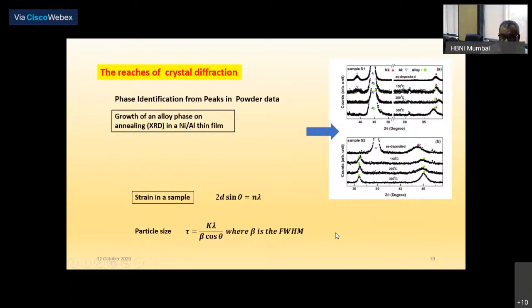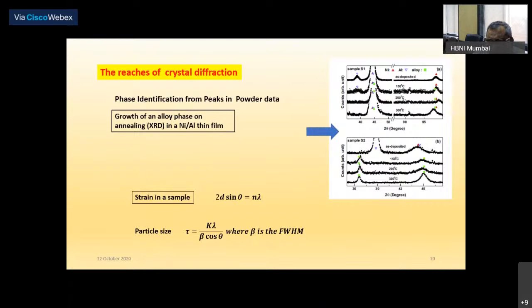The reach of crystal diffraction is huge. Like many of you, you go for phase determination. I took this from one of my papers, and it's in a nickel aluminum film. You try to find out where the nickel peaks are, where the aluminum peaks are, and whether the alloy has started forming. We find that when you anneal at 300 degrees, some alloy peaks started coming, and this is very commonplace for all of us.